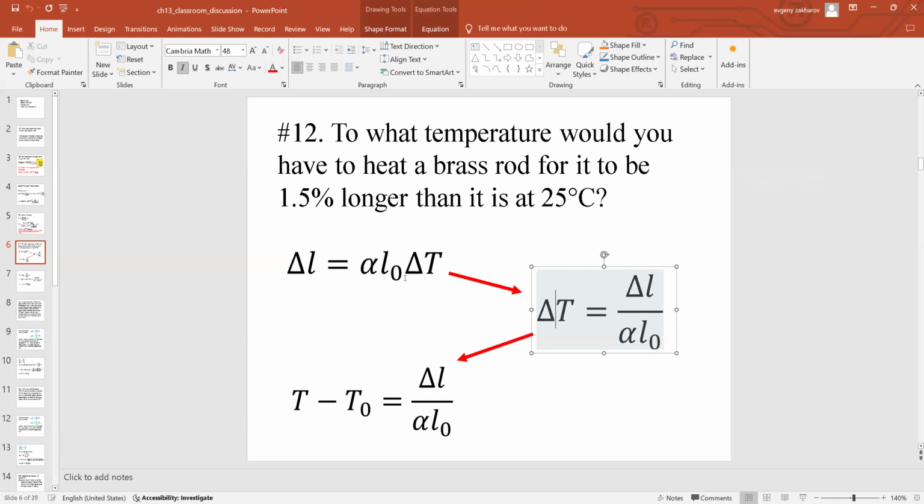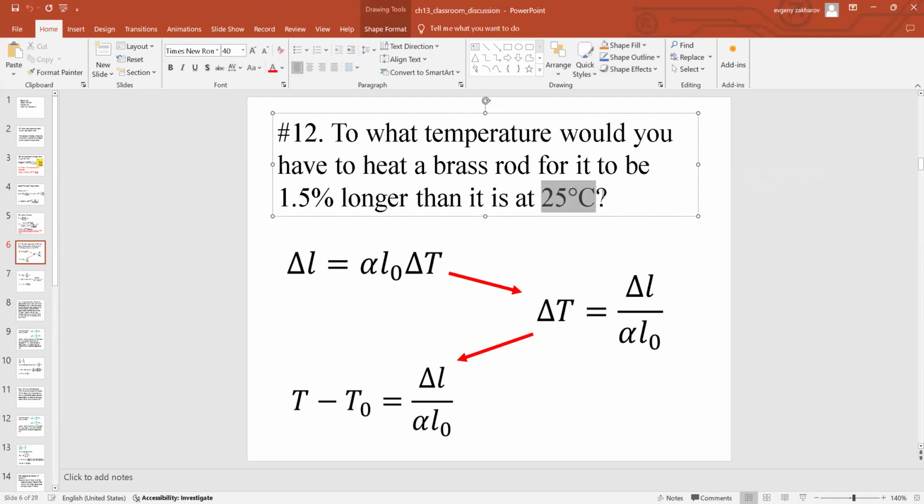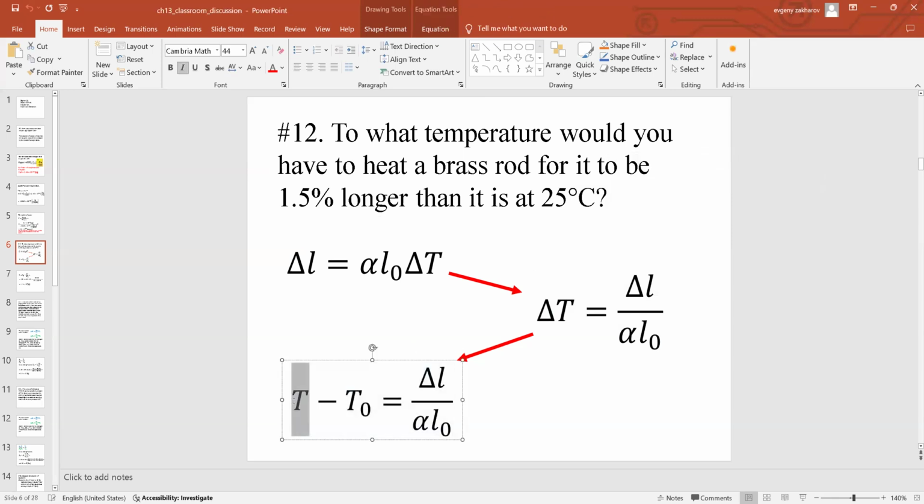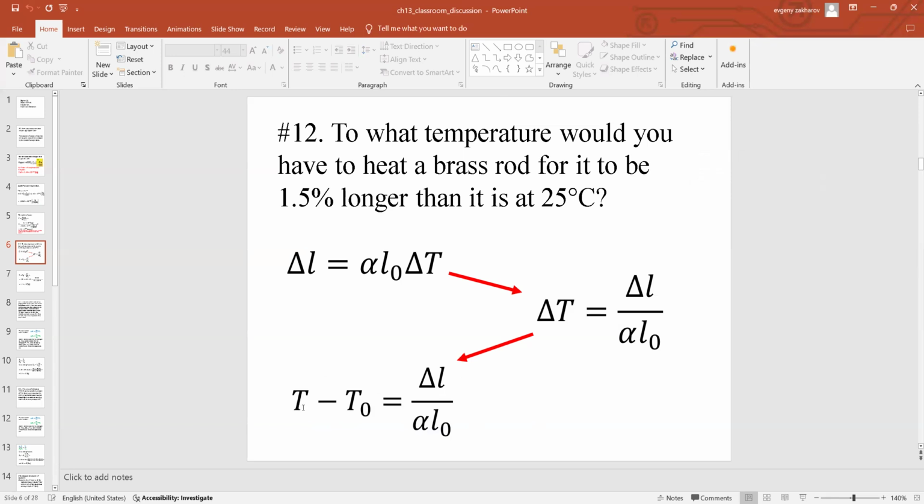So you divide both sides by alpha L sub 0, and you get this notation. And delta means what? Final, take away, initial. That's the definition for any delta. So that's where we are so far. And the question is not the temperature difference, but rather what's the final temperature. We have the initial temperature at 25 Celsius, and we want to solve for the temperature that we have to be at. So T is the unknown, not the delta T, but T by itself.